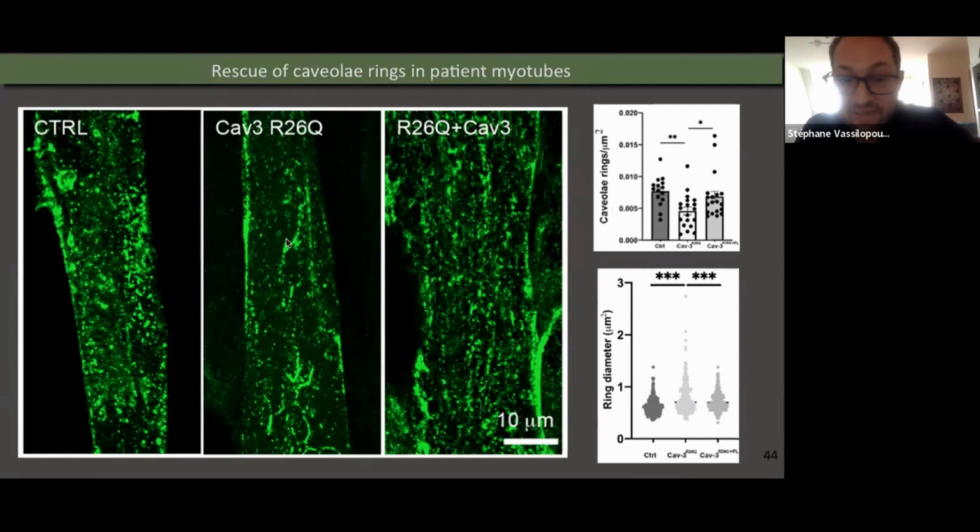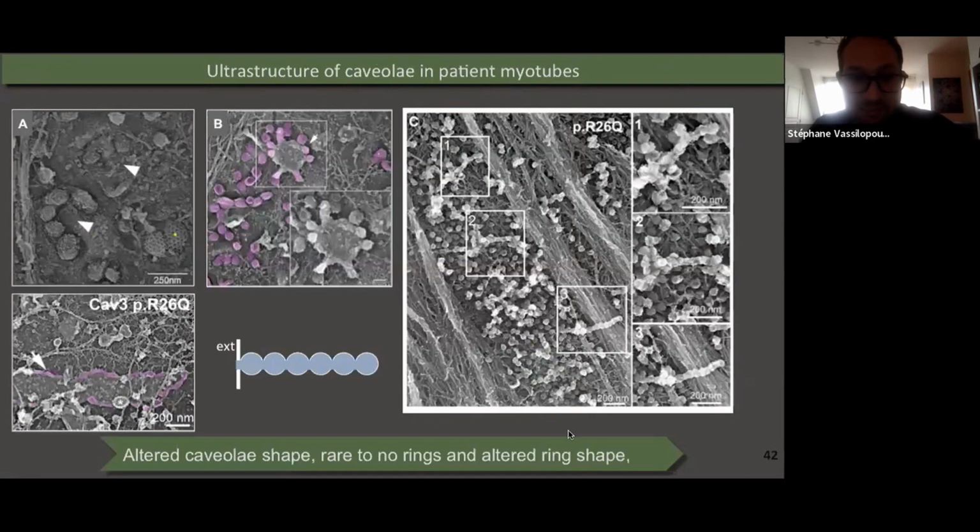You still have a few rings, but you have fewer rings than what you would form in the healthy myotubes. And so we decided to show this by rescuing this phenotype, by overexpressing caveolin 3 in the myotubes from the patients. When we do this, we start forming these rings again at the surface of the muscle cell, and we can rescue not only the number of rings, but also the size of these rings.